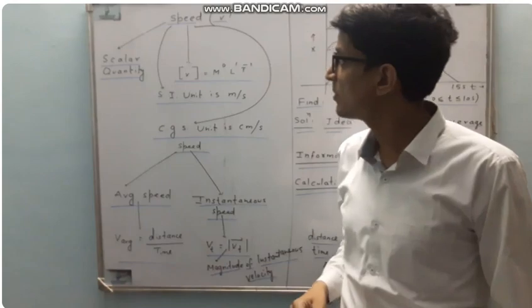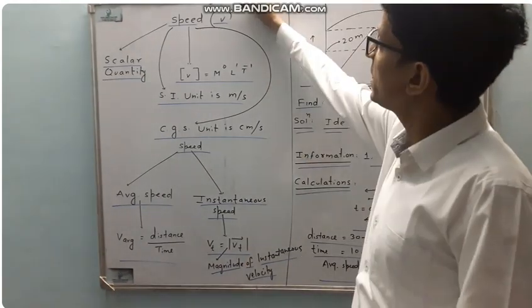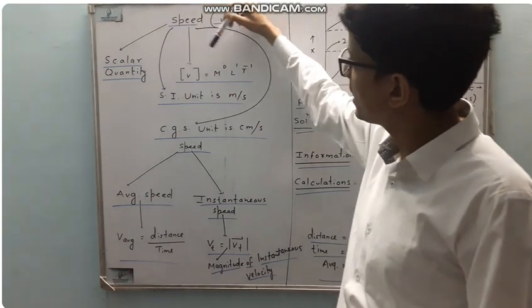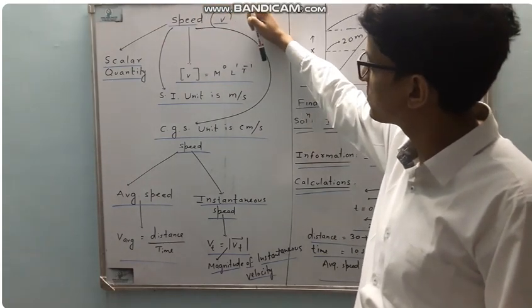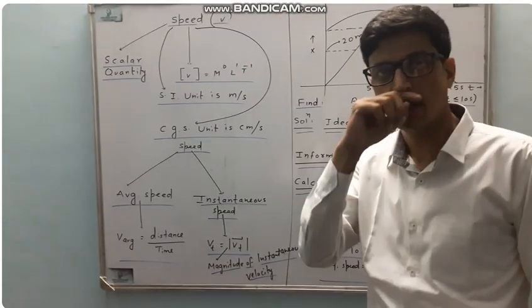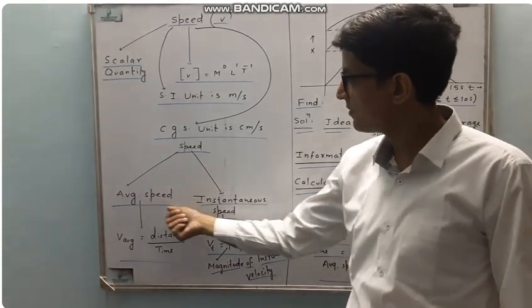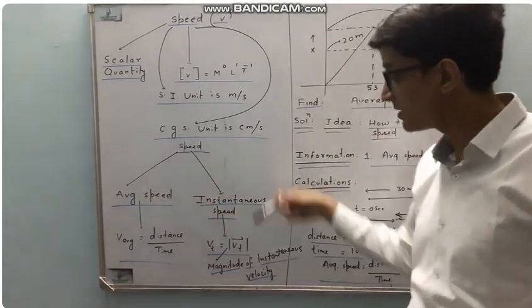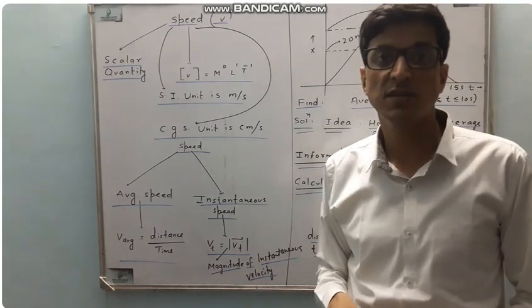Let's discuss today about speed. Speed is represented by the symbol V. It's a scalar quantity. It has dimensions M^0 L^1 T^-1, and SI unit meter per second and CGS unit centimeter per second. Speed can be categorized as average speed and instantaneous speed. Average speed is distance by time, and instantaneous speed is the magnitude of instantaneous velocity.